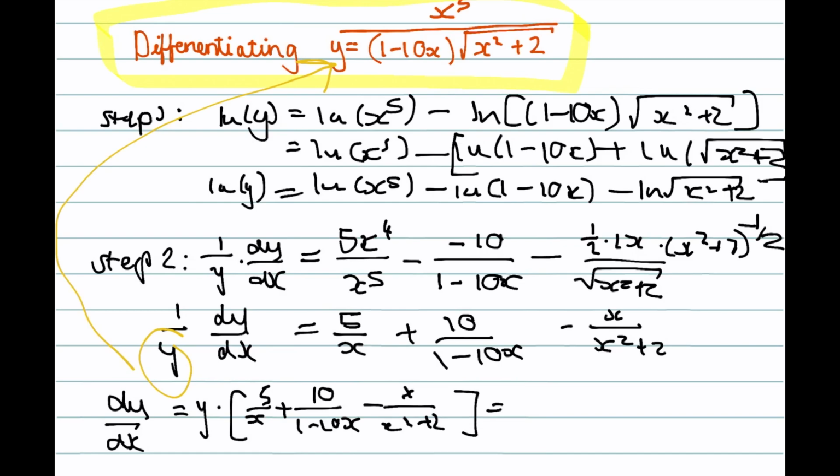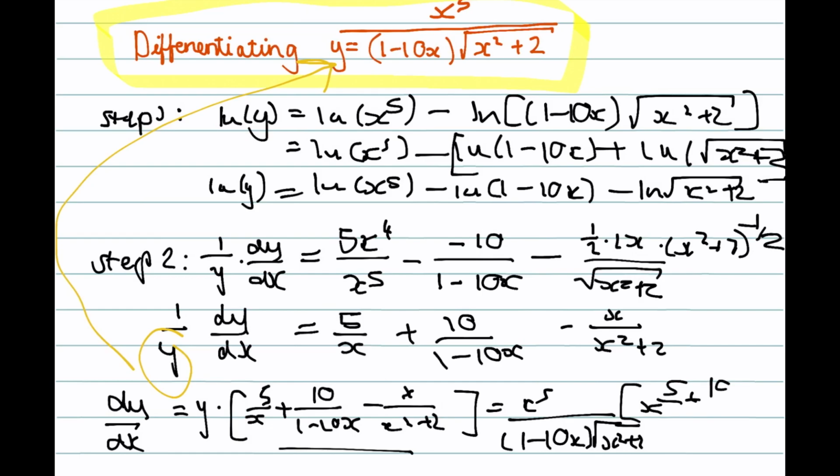which is equal to x to the 5 over 1 minus 10x square root x squared plus 2 times this bracket, 5 over x plus 10 over 1 minus 10x minus x over x squared plus 2. And that is our final answer, even though we can't see it very well. I hope you heard me better.